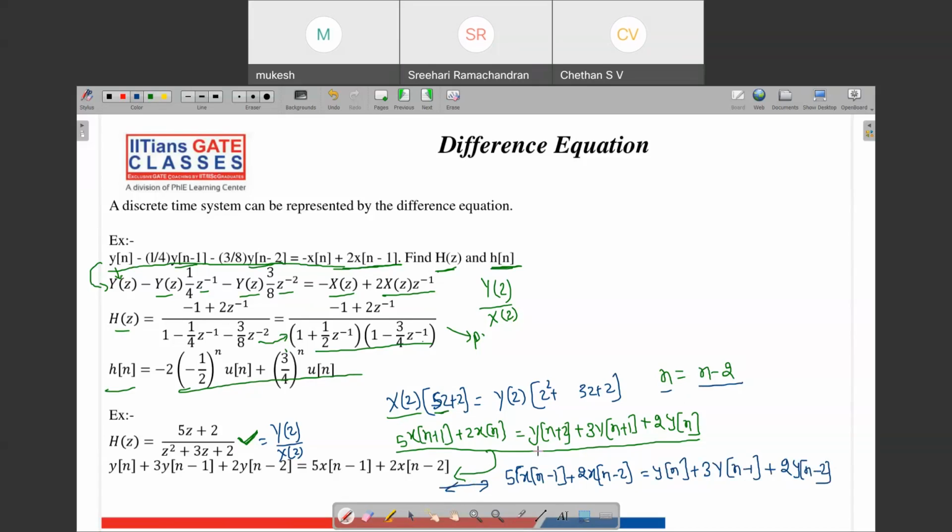So when you do this replacement of n with n minus 2 on both left and right, it doesn't affect the system. It doesn't affect the characteristic of the system. The system is still the same. So if you take this and find out the H of z, and if you take the blue one and find out the H of z, both will give you the same H of z. There will not be any difference.